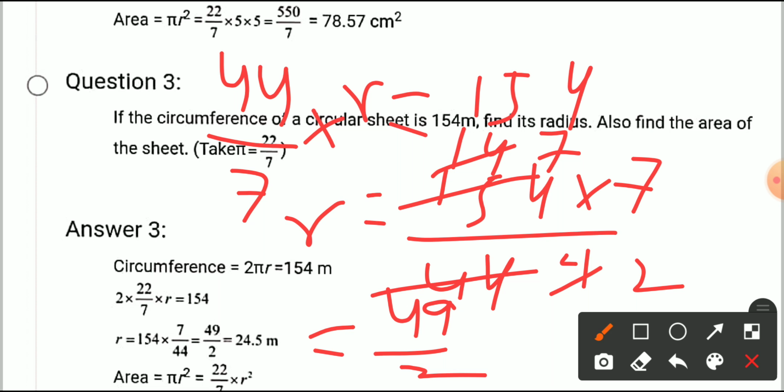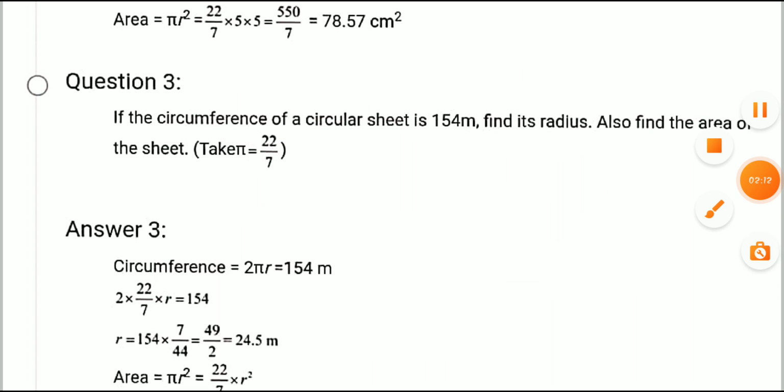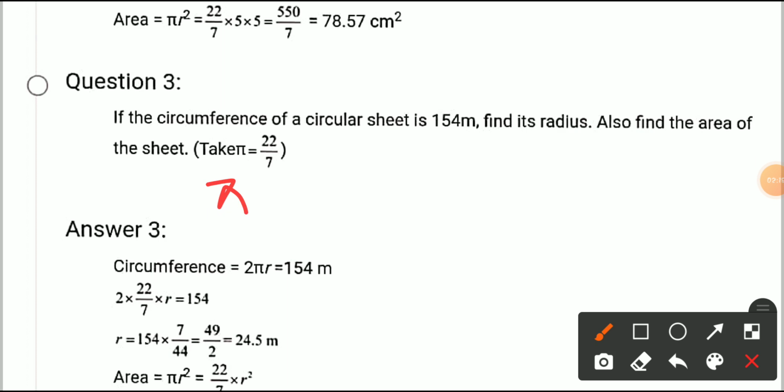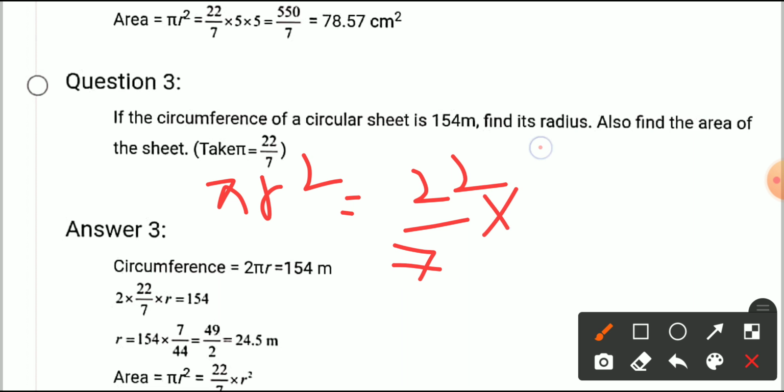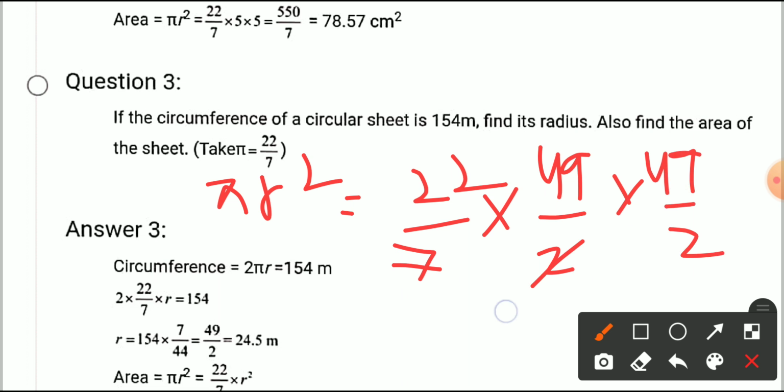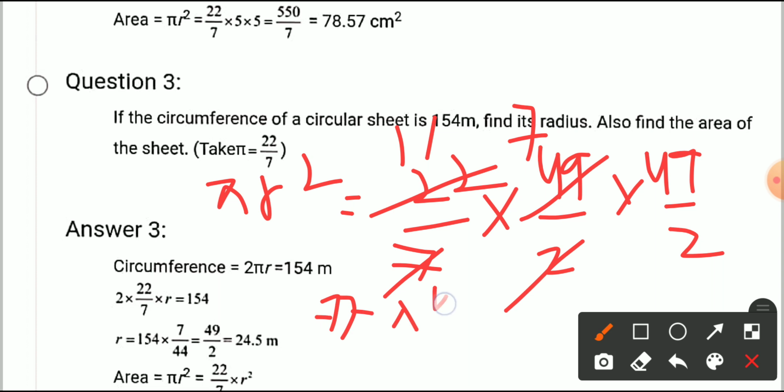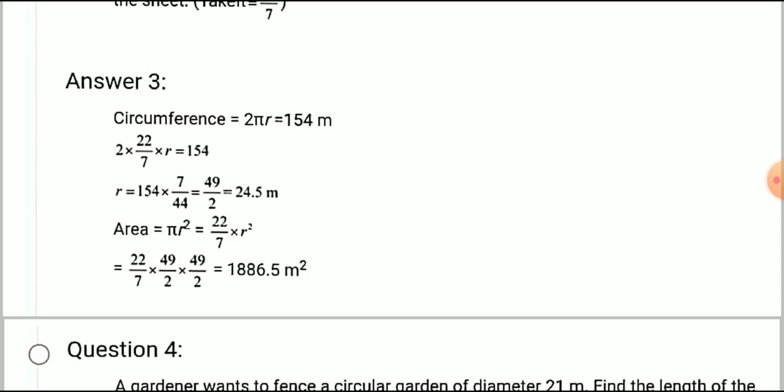Okay, now after that we need to calculate the area. For calculating area, we use the formula pi r square. Pi means 22 upon 7. R we have already calculated, 49 by 2. I am taking this only, 49 upon 2. So 2 11s are 22 and 7 7s are 49. So up to this part we have 77. Multiply 49 by 2. Solve it. You will get the answer 1886.5. Okay.